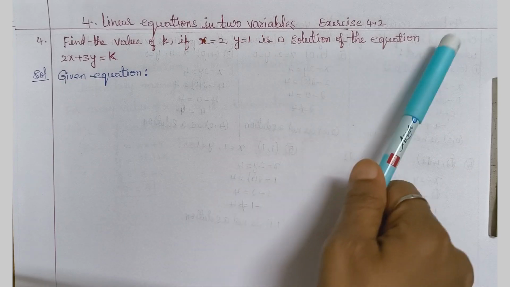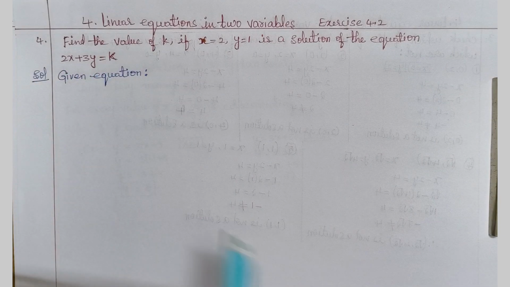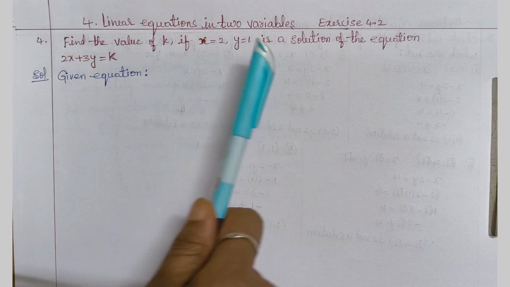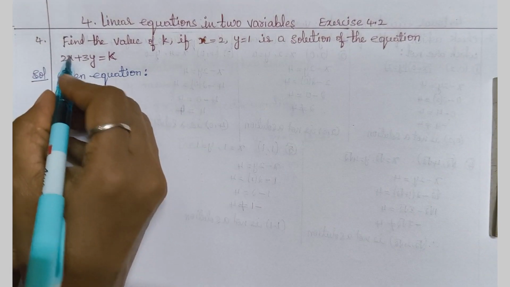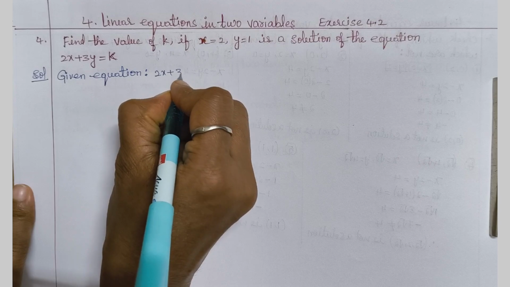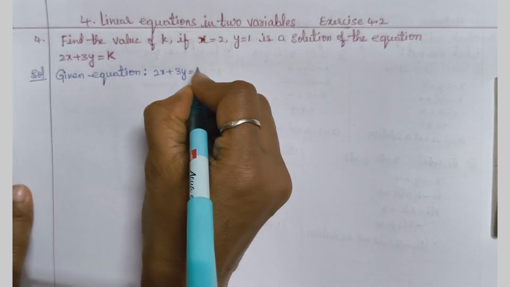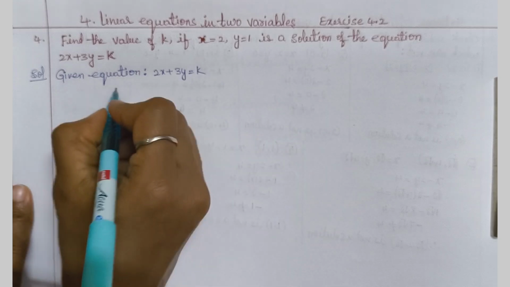1 is the solution of the equation 2x plus 3y is equal to k. So the k value you have to find. And we know the x value, we know the y value. If you apply them in the equation, you will get the answer. See here, first I will write 2x plus 3y is equal to k. This is the equation.